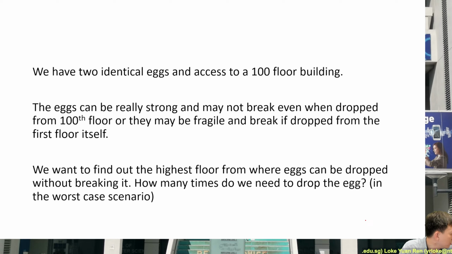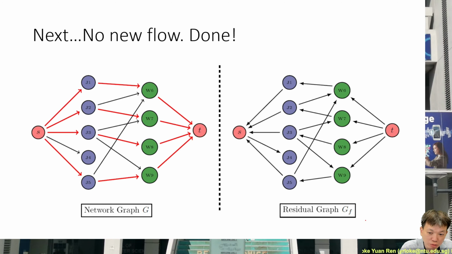And if there is no match from J5, I need to go back to this. If there's no match for J5 to W9, can we backtrack to J3? You have to. If there's no match to J5, then we can backtrack to J3 and try J3 with W8.